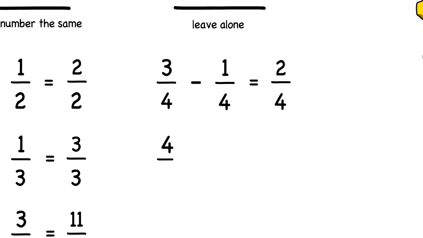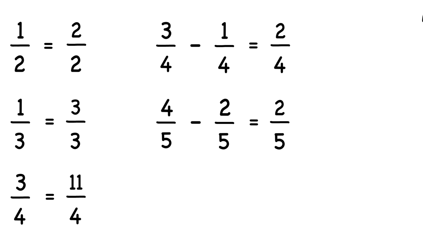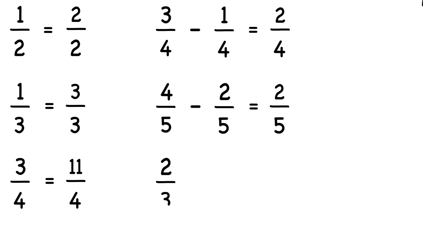Let's say we had 4 over 5 minus 2 over 5. 4 take away 2 is 2, and 5 will stay the same. If we were given 2 over 3 minus 1 over 3, again, we just do 2 take away 1, which is 1, and 3 stays the same.